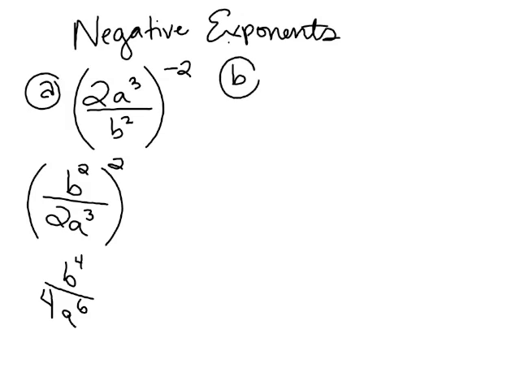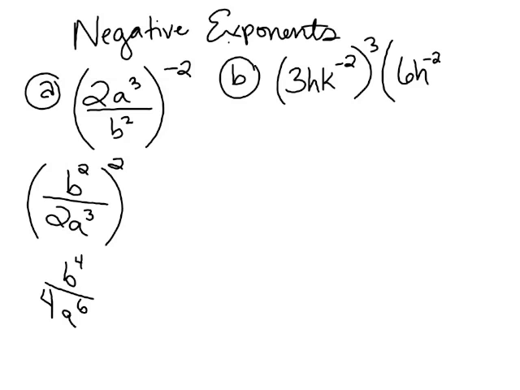Okay, so that's this one. I have 3h k to the negative 2, cubed, times 6h h to the negative 2, k to the negative 3, all of that. Yuck, that's kind of a yucky problem.